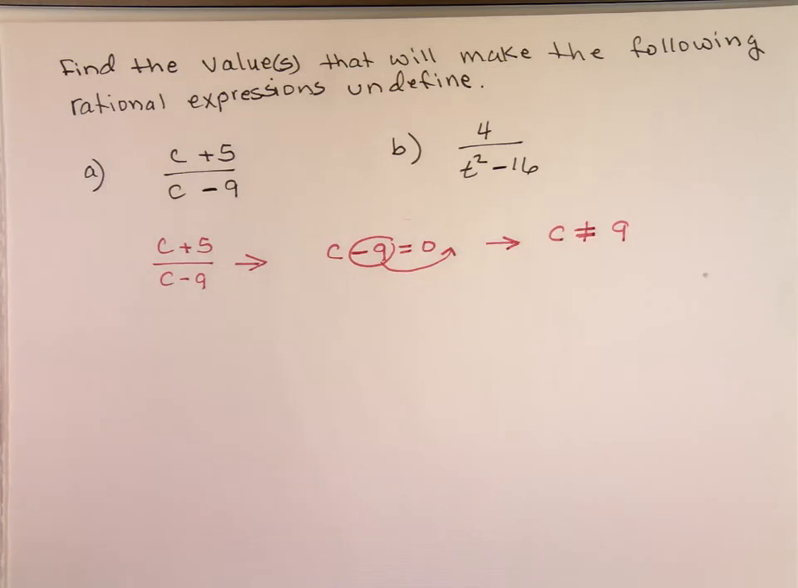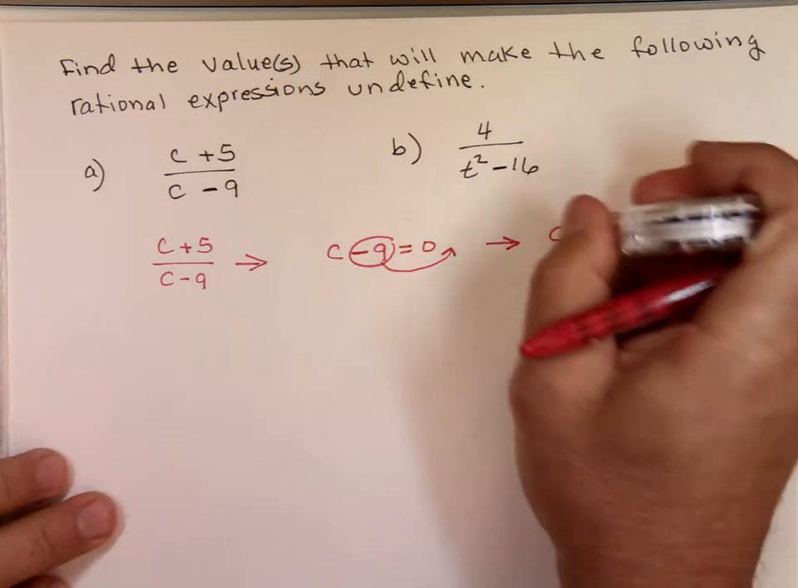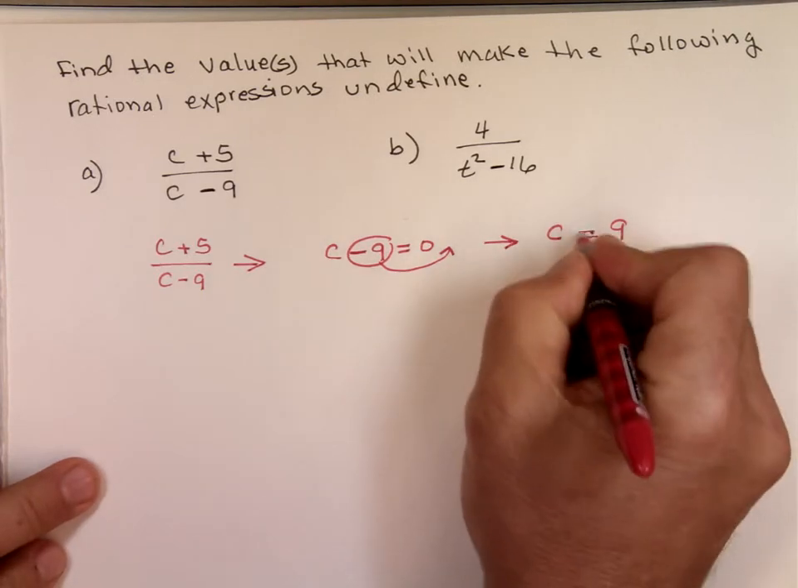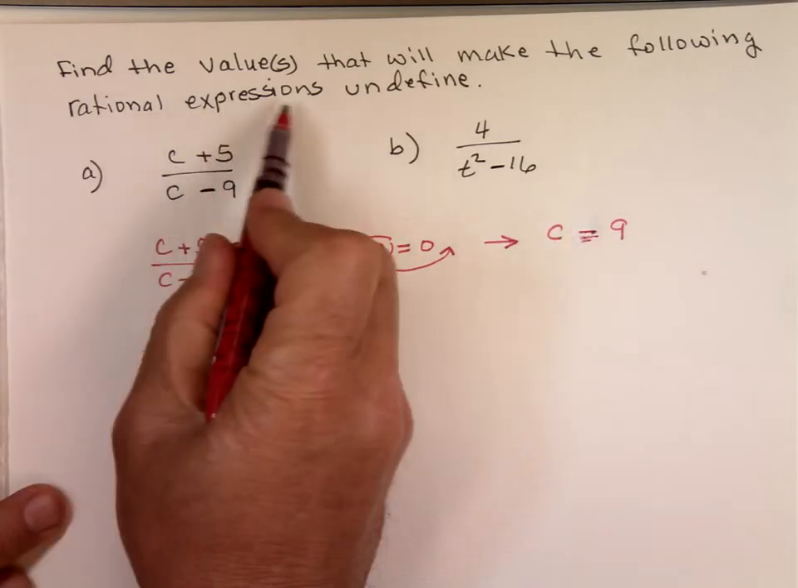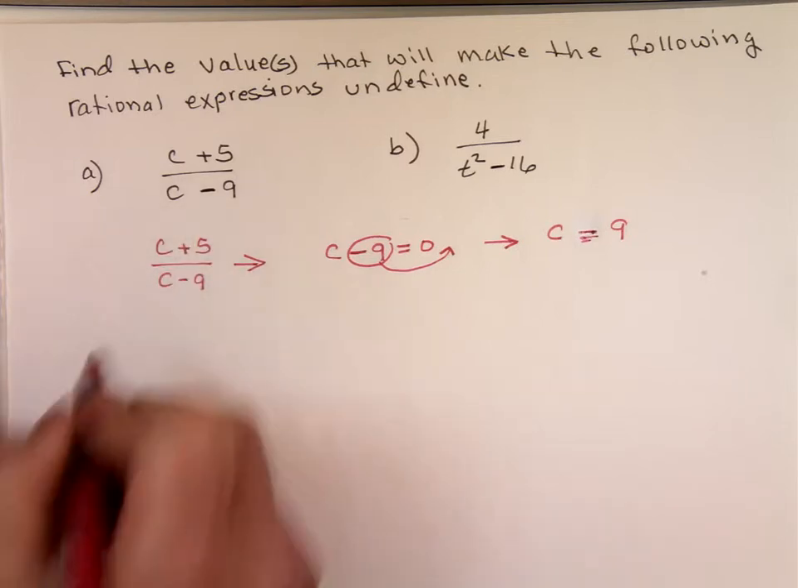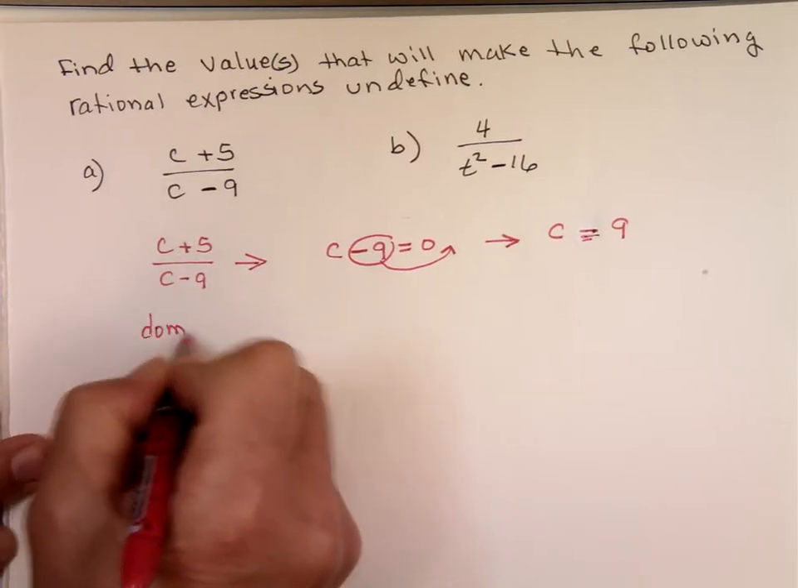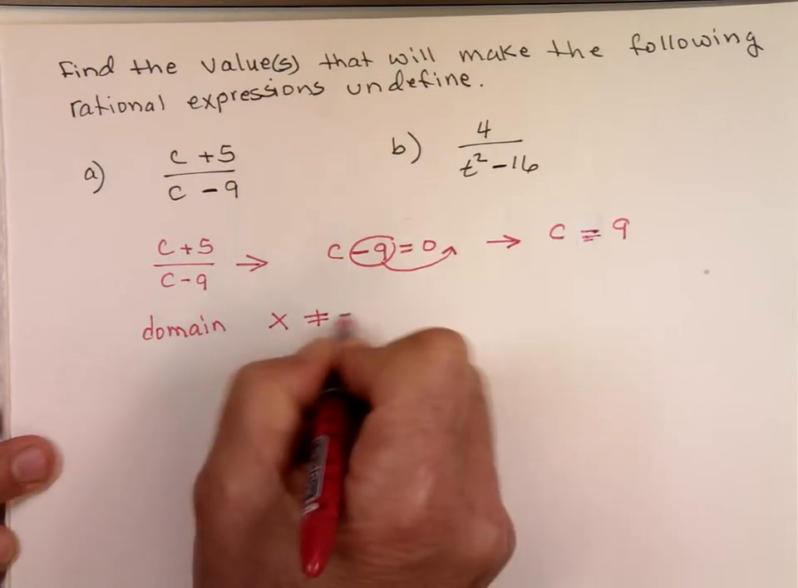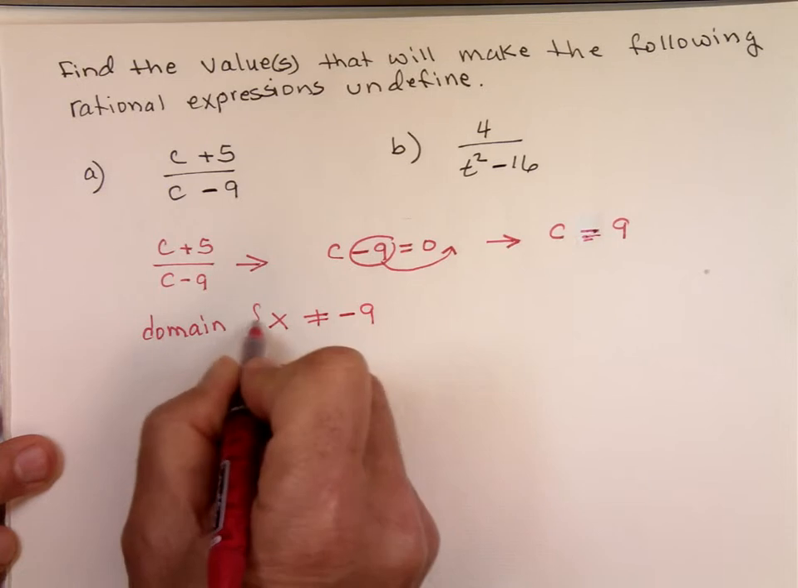Or what value will make the bottom 0? We say the answer is 9. So if you want to answer their question, you go C equals 9. The 9 is the value that will make this expression undefined. If you want to write the domain for the expression, we say x does not equal negative 9. That means all the numbers but negative 9.